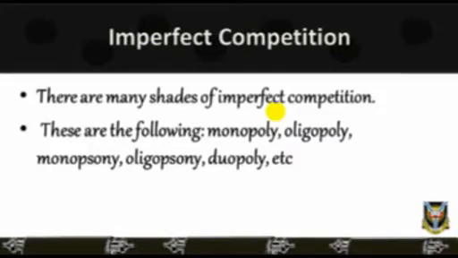There are many shades of imperfect competition. These are the following: monopoly, oligopoly, monopsony, oligopsony, duopoly, etc.